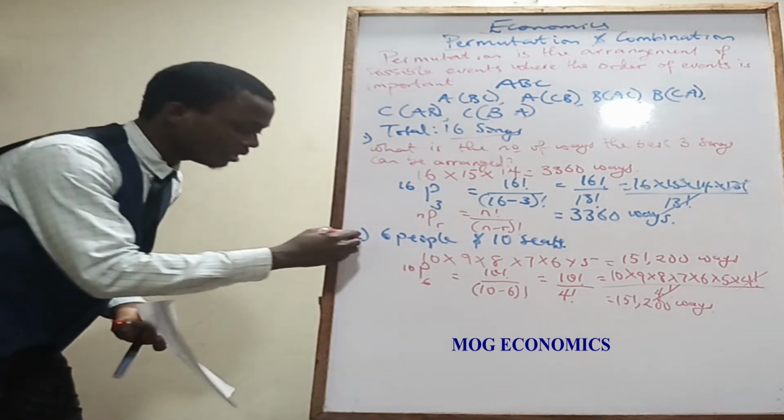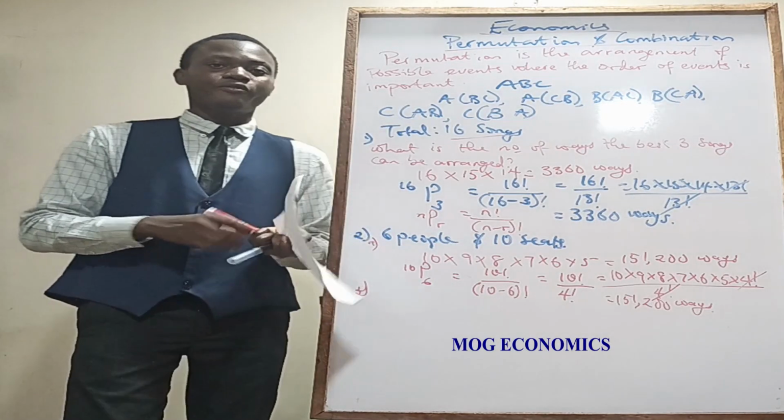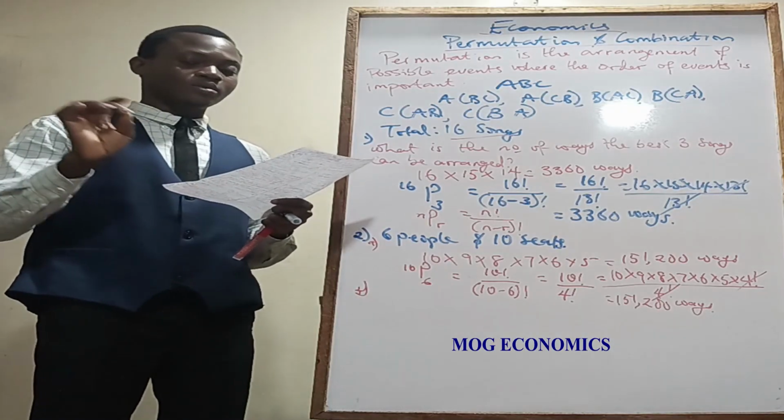Now this is 2A. Now the B part is asking what if 4 seats, what is it? If all the empty seats are next to each other.